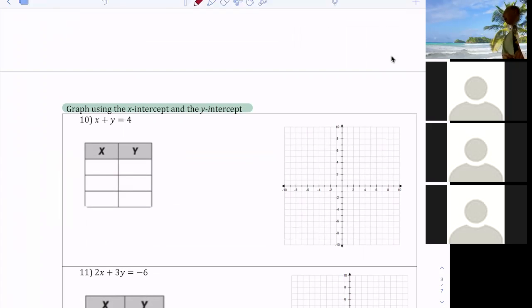All right, now a new term today: graph using the x-intercept and the y-intercept. It's a common topic. When I ask what's the x-intercept and what's the y-intercept, you're simply going to say the x-intercept is where the line crosses the x-axis, and the y-intercept is where the line crosses the y-axis.